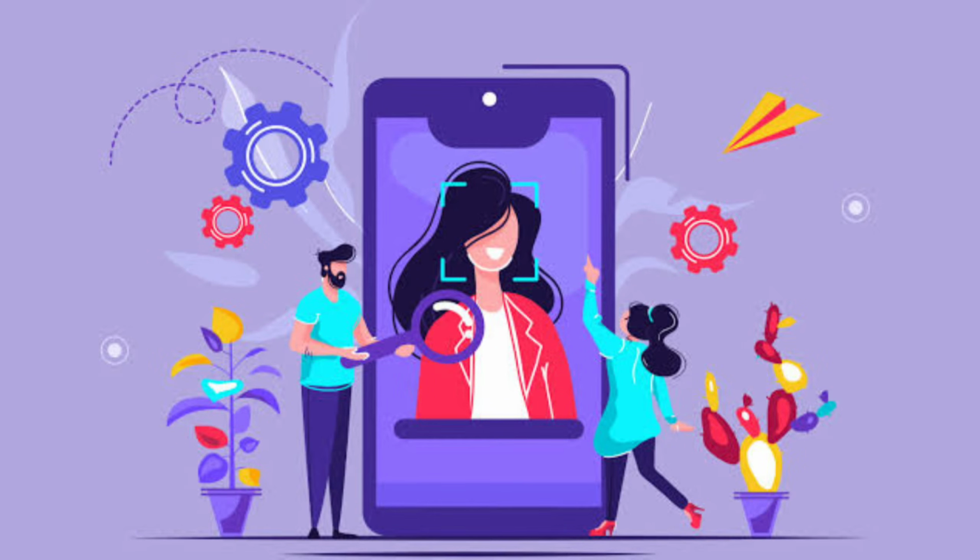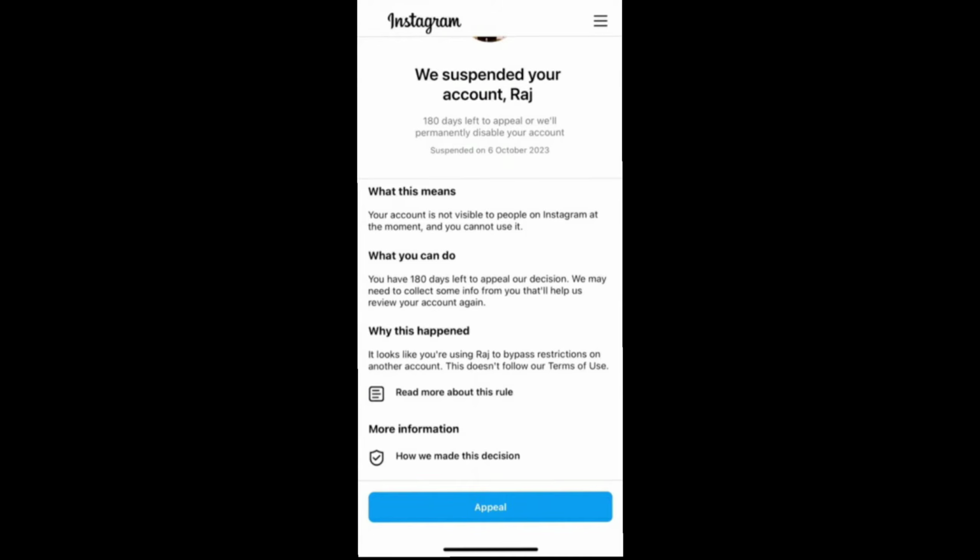Log into your Instagram account. Then you will see the message that your account has been suspended. Then you will see a detailed explanation of what it means for the account to be suspended. What this means: your account is not visible to people on Instagram at the moment and you cannot use it. There are also instructions on what to do after the account is suspended.